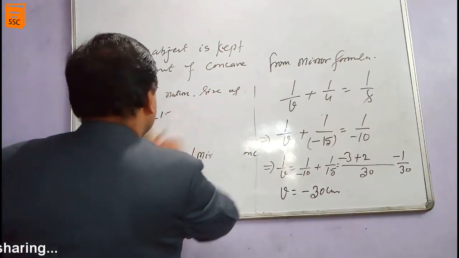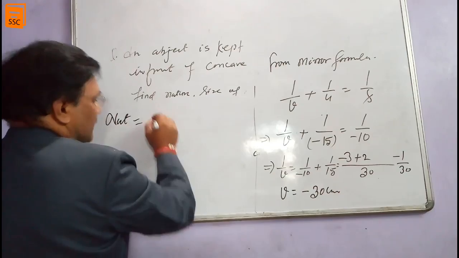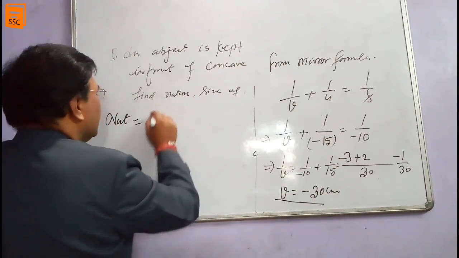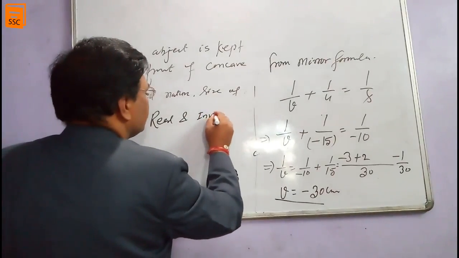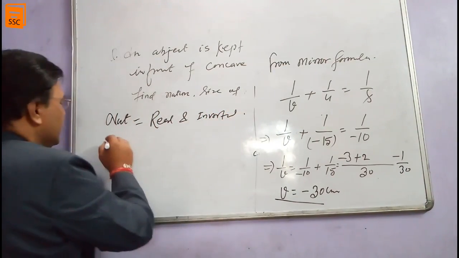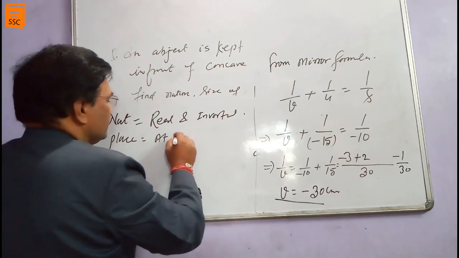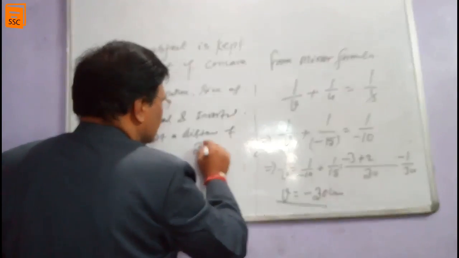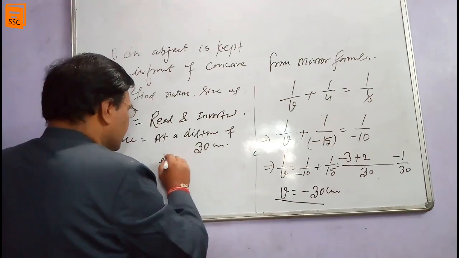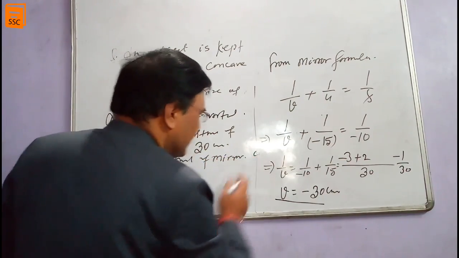You have to write the nature. So first write down the nature of the image. What is the nature? Since V is negative, it is real, and a real image is always inverted. Real and inverted. Placed at a distance of 30 centimeter in front of the mirror, in front of the mirror, I mean the same direction.